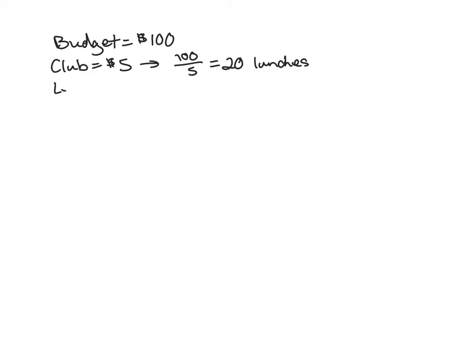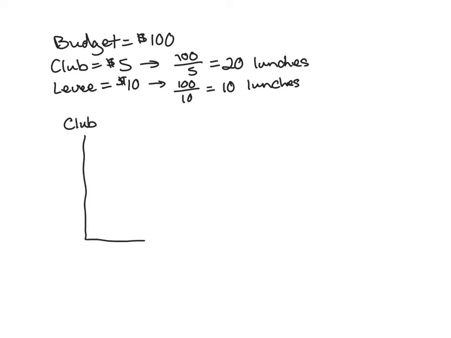He also has the option of eating at the levy, where each lunch costs $10. So with his $100 budget, he can eat at the levy up to 10 times. So let's draw a budget constraint, which is really just an application of a production possibility frontier that demonstrates the options that Professor Smith has.